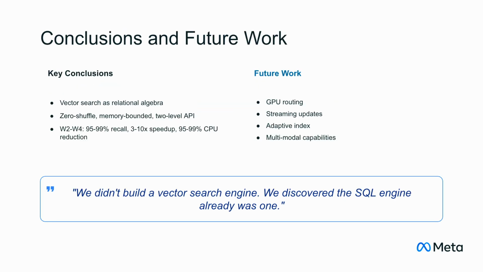To close, we showed that vector search is relational algebra. We have zero shuffle execution. We have memory bounded indexing and a two-level API. We have 95 to 99% recall, 3 to 10x speed up, and 7,000 times less network. The future work will revolve around GPU routing, streaming updates, adaptive indexes, and multimodal capabilities. And the deeper lesson I leave here is that we didn't build vector search as a new engine. We discovered that the SQL engine already had one, and we built the support inside of it.